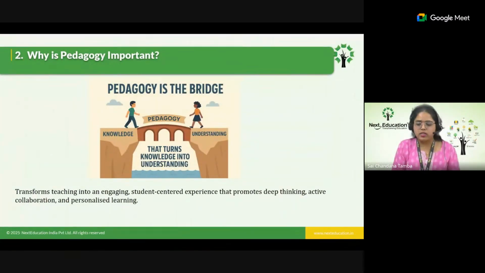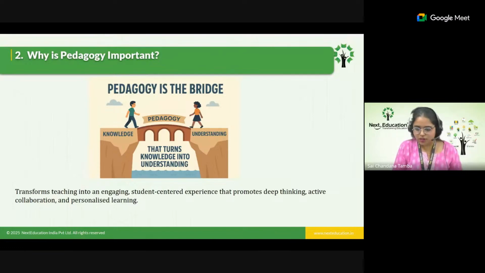So, why is this pedagogy important? Can anyone tell me, based on the image given here, why pedagogy is important to us? Yes, we have so many participants, but none of them are responding.